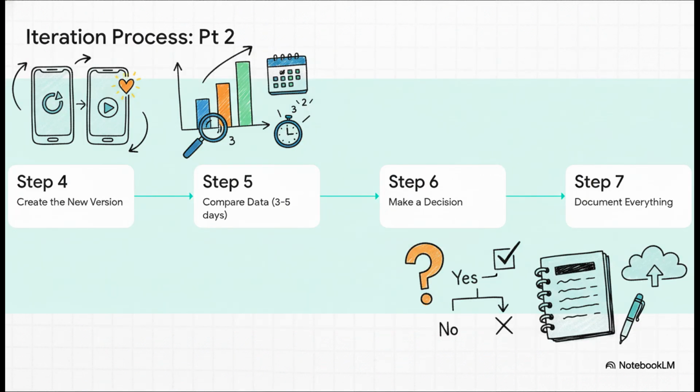Okay, let's finish off this playbook. Step 4 is easy. Create the new video with that one little change. Step 5, compare the data. And you gotta be patient here, okay? Give it at least 3 to 5 days to collect some real numbers. Then, step 6, make a call. Did it work? Awesome, adopt it. Did it flop? No big deal, discard it and test something else. And finally, step 7, the one everyone wants to skip. You have to document everything. I know, but trust me on this.